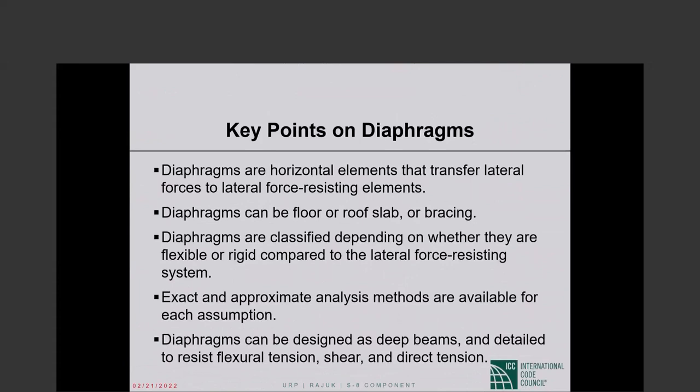Key points on diaphragms. Diaphragms are horizontal elements that transfer lateral forces to lateral force resisting elements. Diaphragms can be floor or roof slab or could be bracing. Diaphragms are classified depending on whether they are flexible or rigid compared to the lateral force resisting system. We have talked about that. Exact and approximate analysis methods are available for each assumption, meaning whether you assume flexible diaphragm or rigid diaphragm. And then diaphragms can be designed as deep beams and detailed to resist flexural tension, shear, and it could even be direct tension.